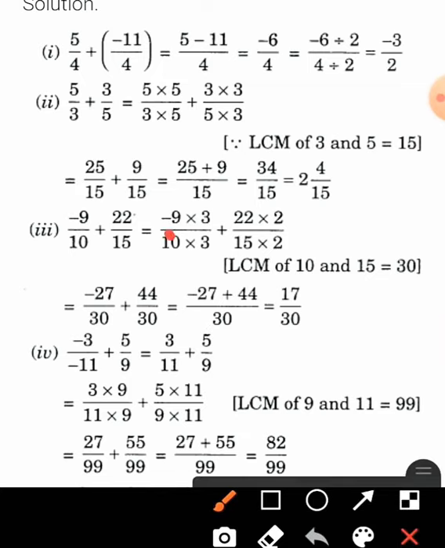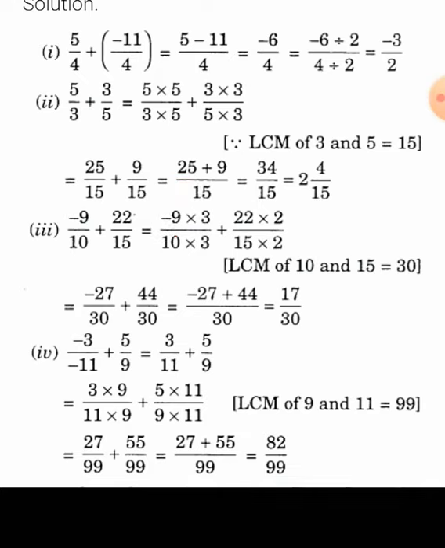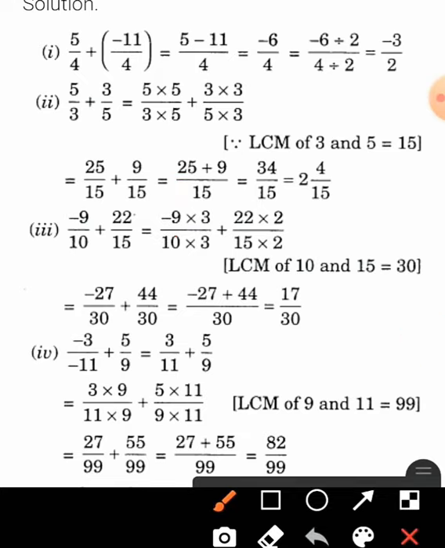If the minus is given one time, it will come with the answer. So please don't remove the minus sign. Okay, otherwise your answer will be wrong. So, minus 9 into 3. We have to multiply the number but keep the minus sign with the answer.